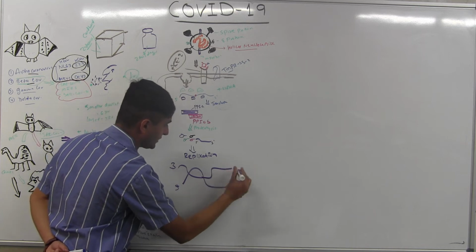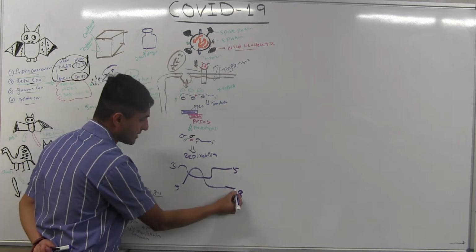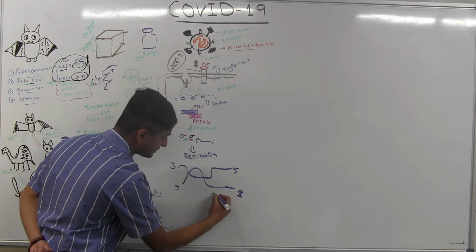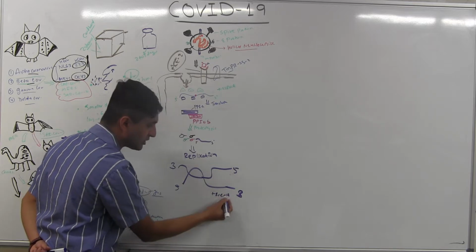3 to 5 right here, sorry. Now, what happens is that when the replication happens, right? Now, there's going to be two things. These guys is obviously going to be what? This is going to be my positive single-stranded RNA right here, right? It's a positive sense, this one already.